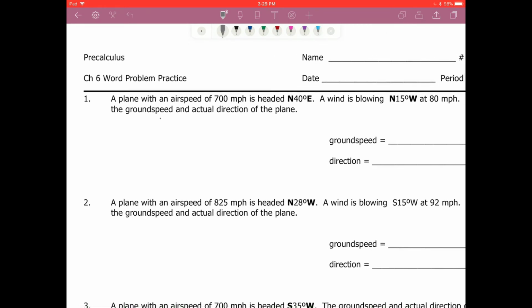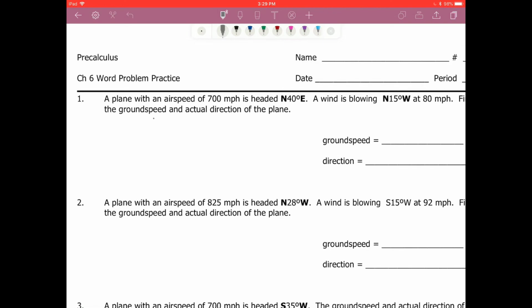Now when you take the wind and the plane and consider those two situations together, you have a resulting direction and ground speed. So what we want to do is draw a picture of both vectors and get a visual of what's happening. So the plane has an airspeed of 700 miles per hour, headed north 40 degrees east. So this length is going to represent 700 for the magnitude.